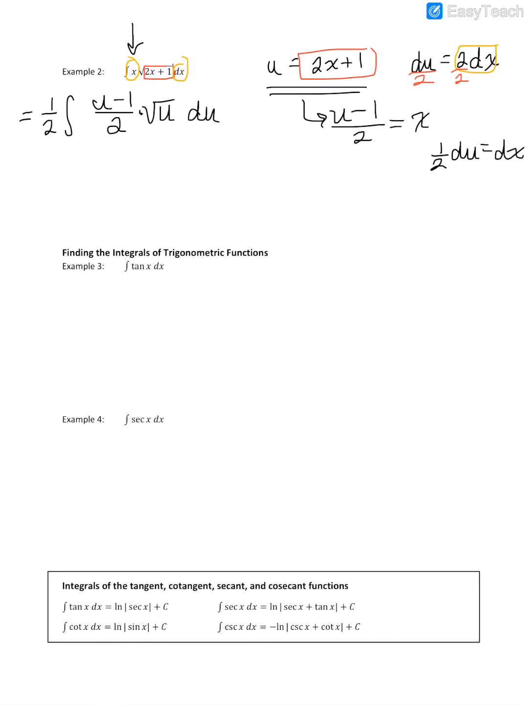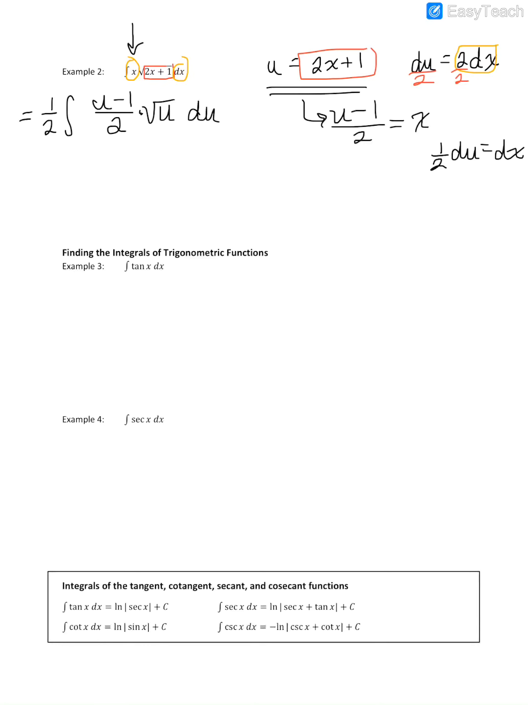All right, so this may not seem like a win, right? We kind of just have something that looks just as complicated as what we started with. We just kind of switched around u's and x's. Okay, is this actually going to benefit us? The answer to that is yes, and here's why. I now have the square root as just u to the 1/2. It's a u with an exponent. Okay, watch what we're going to do.